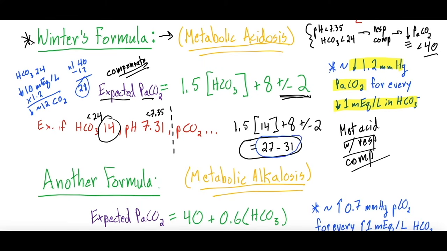So if you don't want to do the equation, you can just memorize 1.2 for every 1, you could do that as well. So that's Winter's formula. That is strictly for a metabolic acidosis.